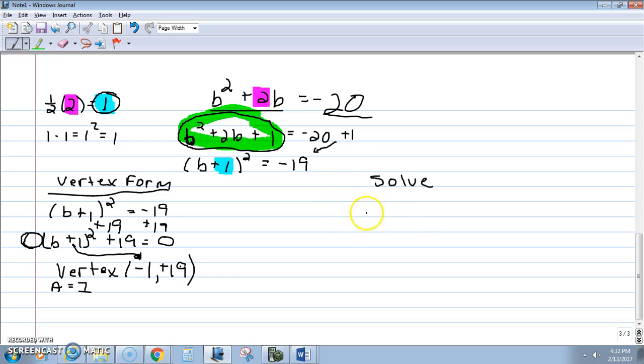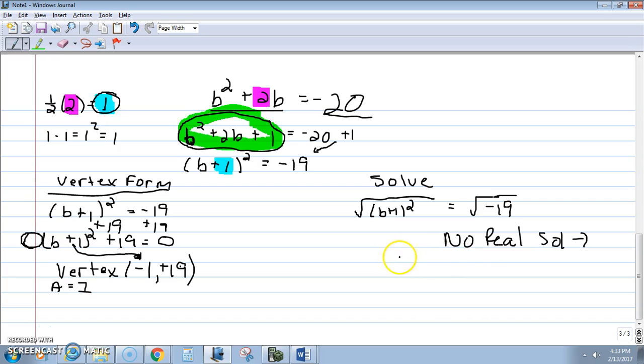If we're going to solve it, and here's where things might get interesting, ladies and gentlemen, if we take the square root of both sides first, right? We take the square root of b plus 1 squared equals the square root of negative 19. There's my problem. There is no real solution to the square root of a negative number. So at this point, I already know there is no real solution, which means it's not going to cross the x-axis.